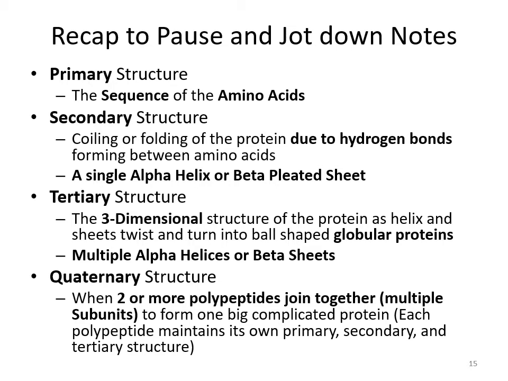Think secondary single. Tertiary is when you're looking at multiple alpha helices, multiple beta sheets, and quaternary, you will see the word subunit. Multiple subunits, multiple polypeptides. When you see that, you know you're talking about quaternary. Put stars all over the slide because I like to ask about these different levels of structure.